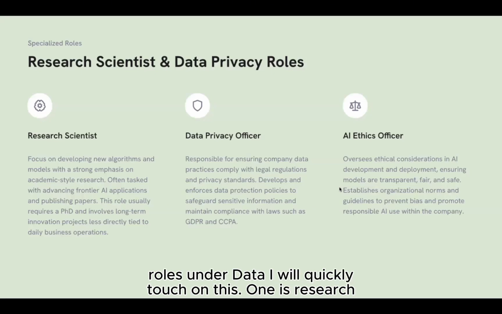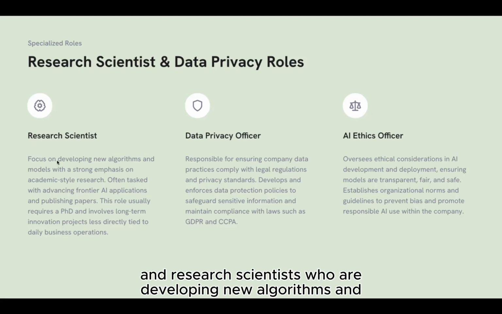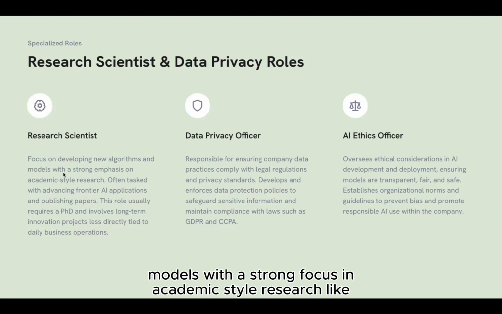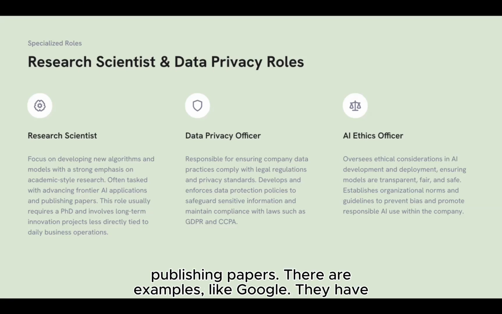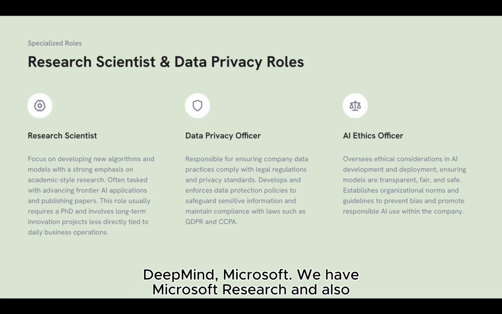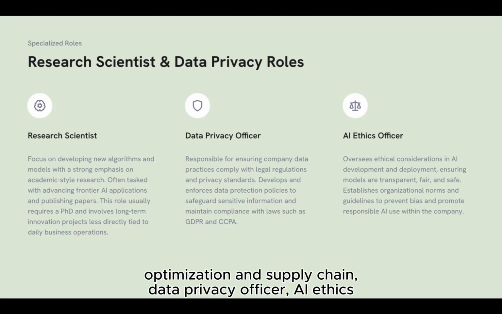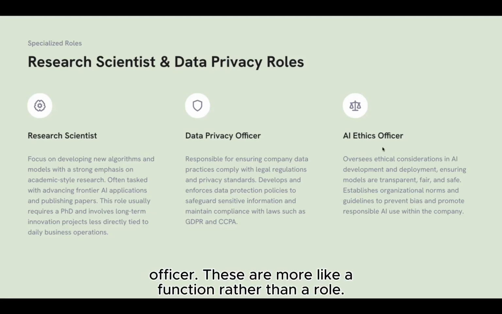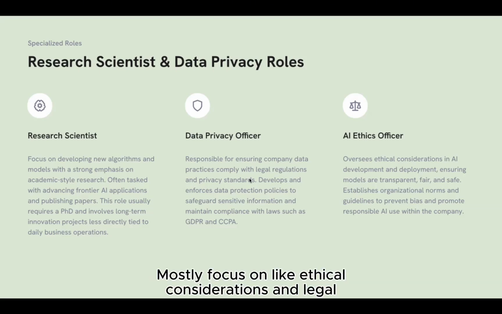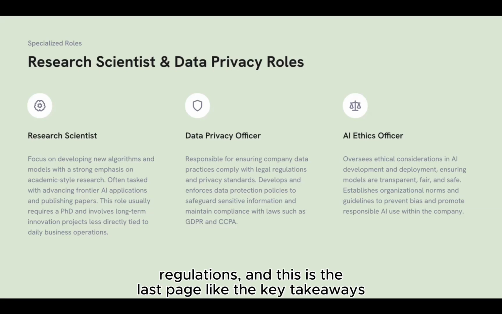Okay, there are some other roles under data. I will quickly touch on them. One is research scientists, who develop new algorithms or models with a strong focus on academic-style research, like publishing papers. Examples are Google, which has DeepMind, and Microsoft, which has Microsoft Research. Amazon also has research scientists focused on optimization and supply chain. Data privacy officer and AI ethics officer are more of a function than a role, mostly focused on ethical considerations and legal regulations.